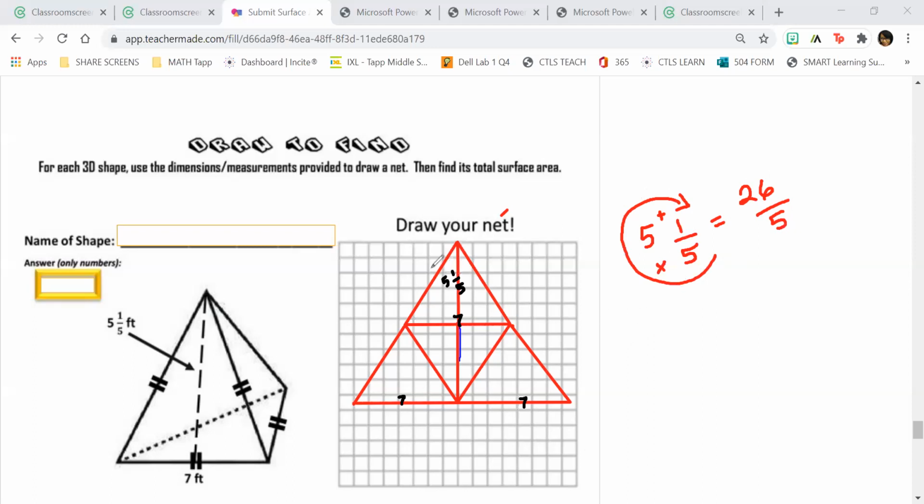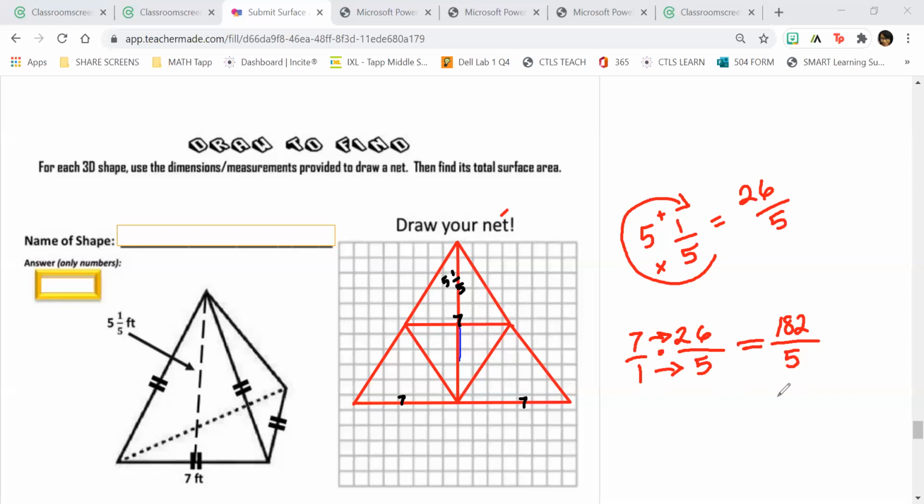Okay, so now it's time for me to do my base times height for this triangle face. So my base is 7 times my height, we just made sure that we have it as an improper fraction, is 26 over 5. And we have to multiply that straight across. All right, so pop into your calculator, 7 times 26, and that gives you 182. And 1 times 5 gives you 5.